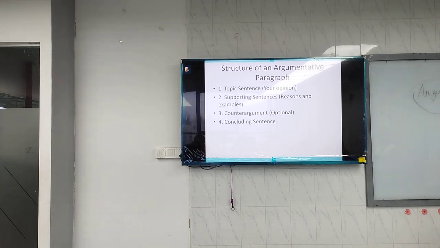Then number three, counter argument. You are giving your argument, but you have to be conscious of other arguments as well. Other people say that no, your point is not valid, so also mention their point. Some of the people think that is good, then you again come back to your own point. That is the counter argument. Then number four is the concluding sentence. You have to conclude your ideas, wrap up your writing, with a concluding sentence.